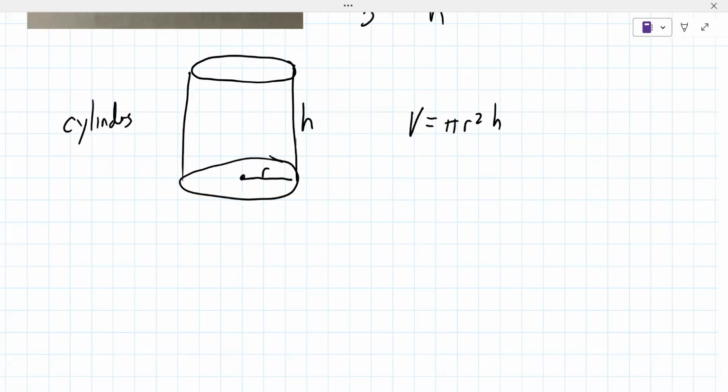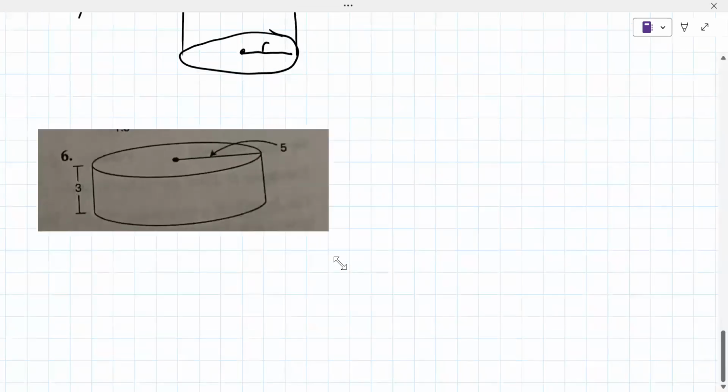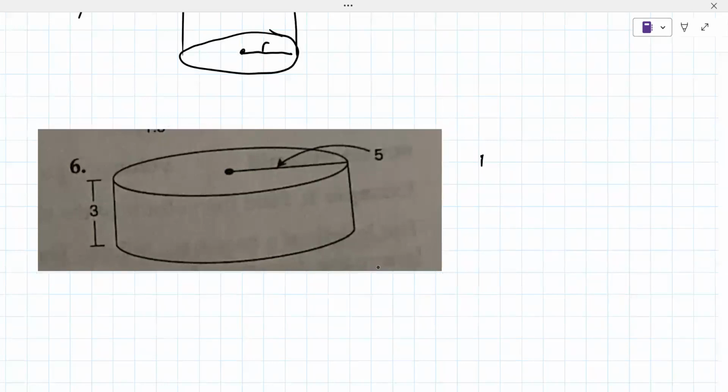All right, so the first example problem we're gonna do is number 6 from your book. It's the most direct one. So here's the problem. It asks for the volume. We need to first identify the radius and the height. Could you tell me either of those values from the drawing? 5 and 3. Radius is 5, the height is 3.